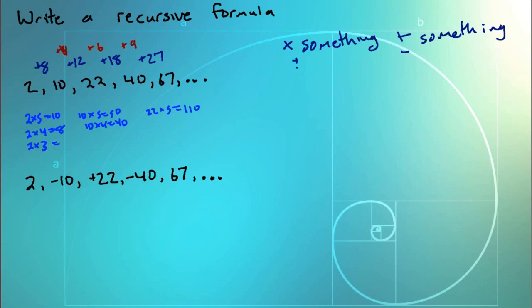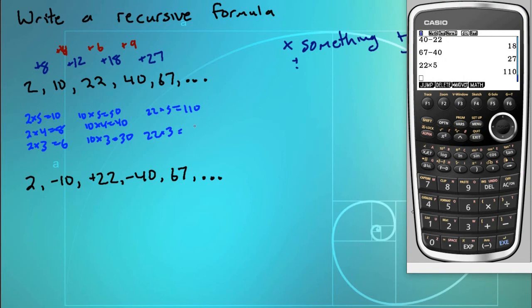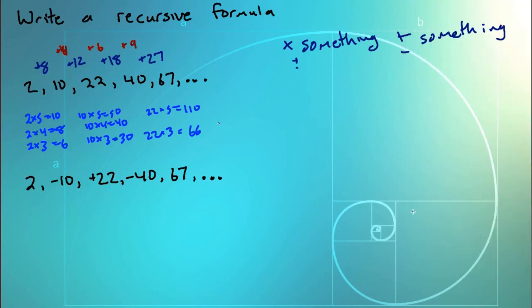Times 3 gives me 6. If I do 10 times 3, I get 30. And if I do 22 times 3, I get 66. So that's getting a little bit better. Well, maybe, what if I divided also? What if I divided by 2? Well, this would be 15, and this would be 33, and this would be... so let's do one more. So 40 times 3, that gives me 120. If I divide that by 2, I get 60.